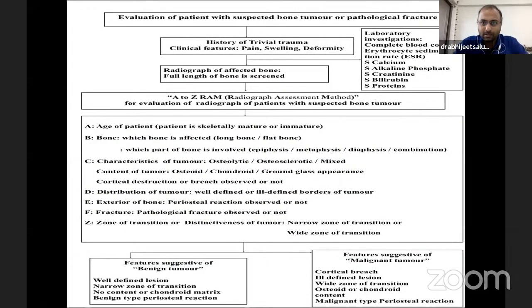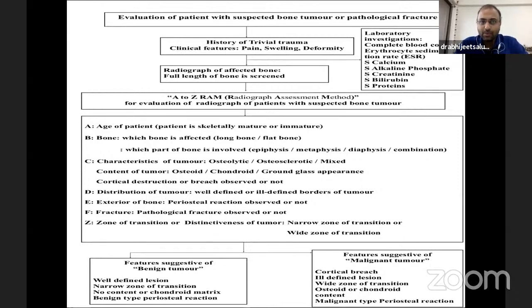So we prepared an easy algorithmic approach. We are seeing a patient in our clinical OPD or in an exam. It's a suspected bone tumor or pathological fracture. We do radiological investigation, that will be an X-ray, and blood investigations as previously described: CBC, ESR, calcium, alkaline phosphatase, protein electrophoresis. The patient will have a history. As Janith has described very well, history is very important, whether any history of trivial trauma, clinical features like pain, swelling. Then next we will apply our easy formula, A to Z RAM.